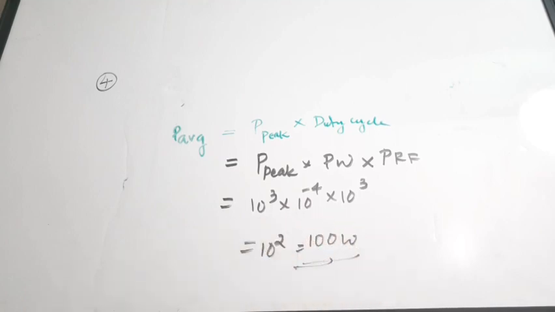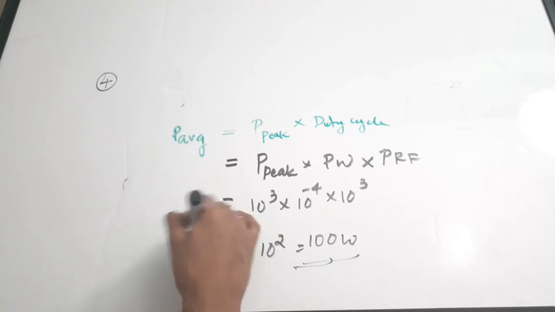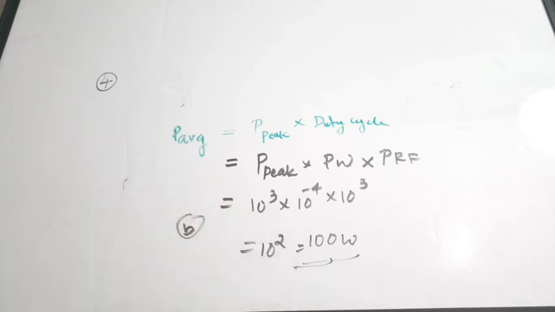This is the average power at the output of the radar, which is 100 watts and that is option B. Correct answer for the fourth question is option B. Moving on to the fifth question.